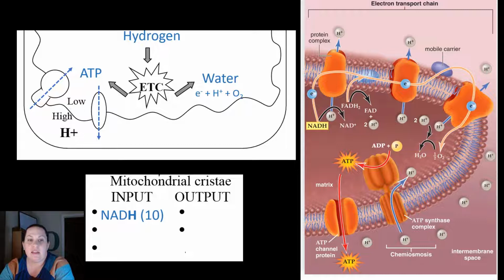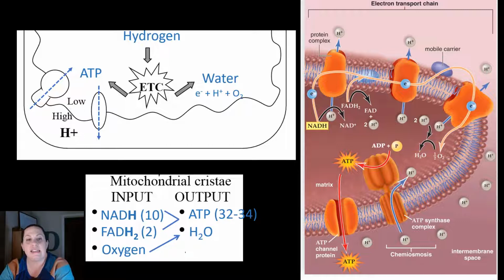So what goes in to the electron transport chain? Well, 10 NADHs, and this is where the H comes from for hydrogen. We're also going to send 2 FADH2s, and these two are going to help produce the 32 to 34 ATP. We also see oxygen gets put in. Oxygen is going to accept some of these hydrogens and electrons in order to create H2O, which is water. So guys, this is a very complex process, but I tried to make it very simplified for you. You need to focus on what goes in and what comes out of each stage.